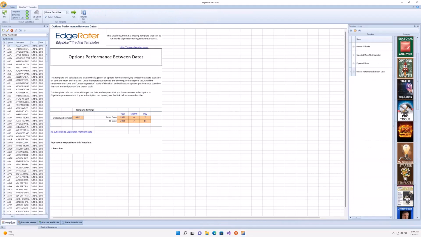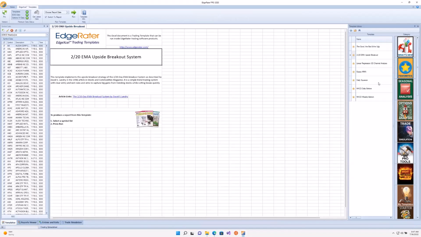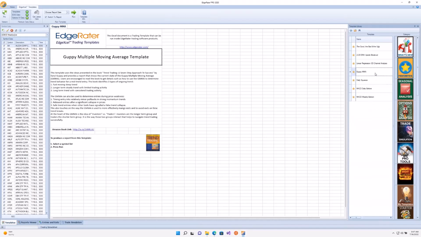Okay, we'll take a look at, go back into my favorites. And I think we'll go, I haven't done this for a while, even though this is really for new people. I keep it interesting for anyone who's been with EdgeRater for a while. I haven't really looked at the Guppy multiple moving average template for a while. So this will give us a good example of a different set of rules.